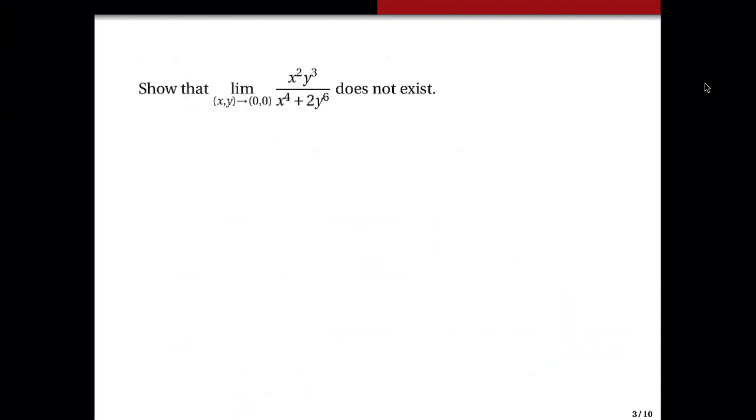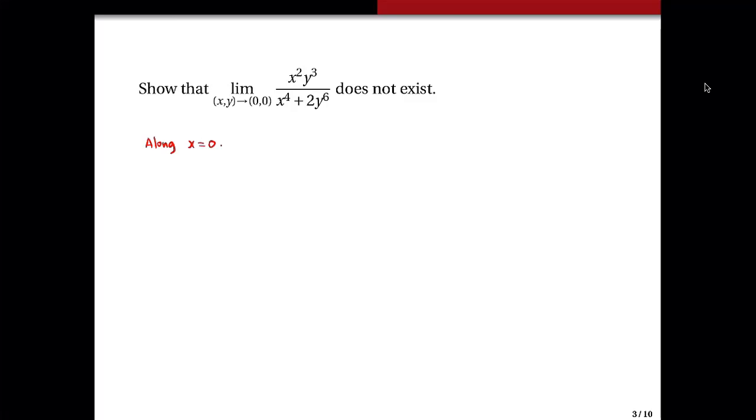Next problem here. Show that the limit of x squared y cubed over x to the 4 plus 2y to the 6 as (x, y) goes to (0, 0) does not exist. So in here, we just need to find two paths so that along those paths, the limits are different. Okay? Let's see. Let's start with the obvious one. Along the line x equals 0.